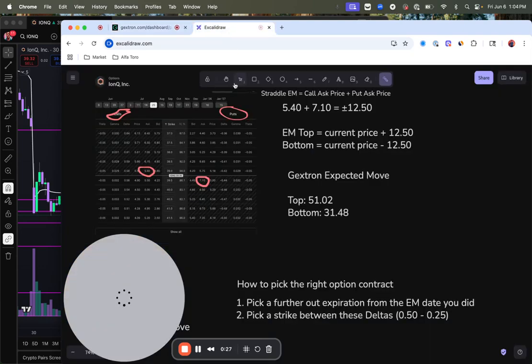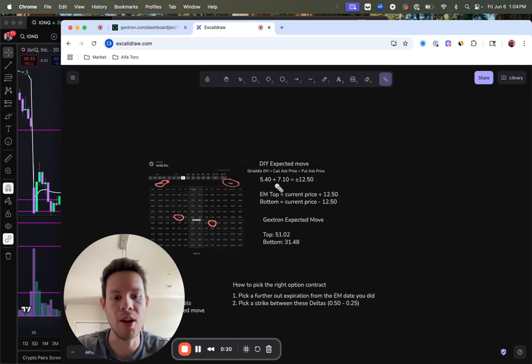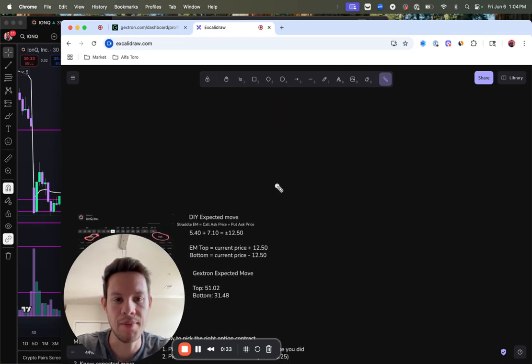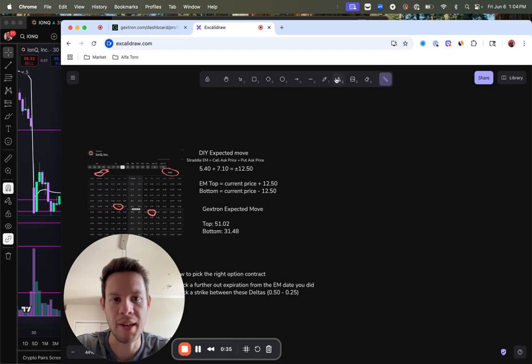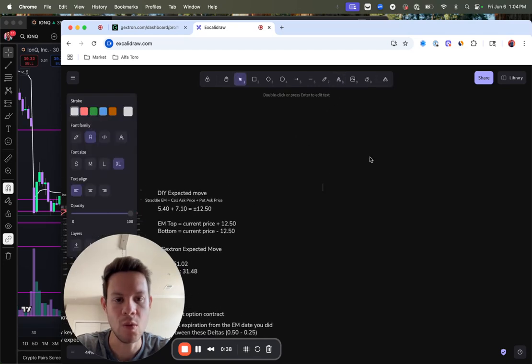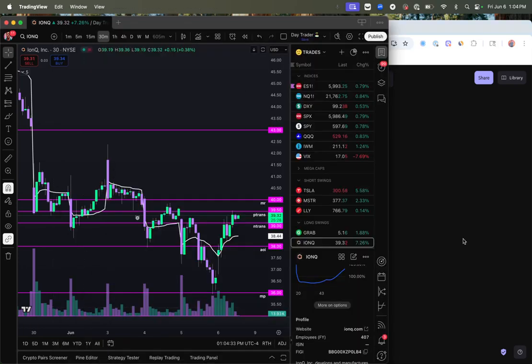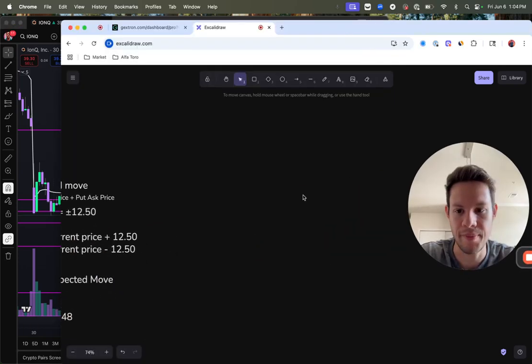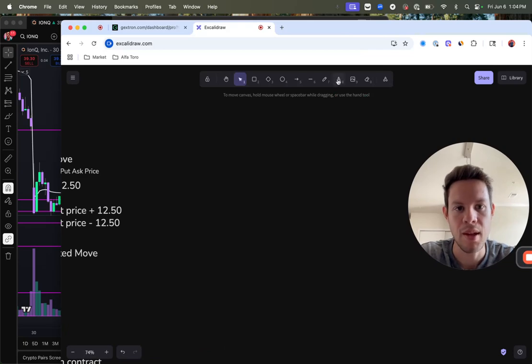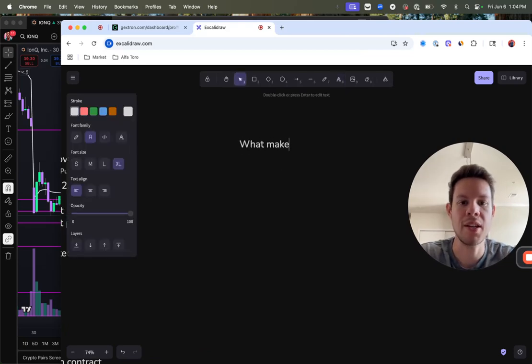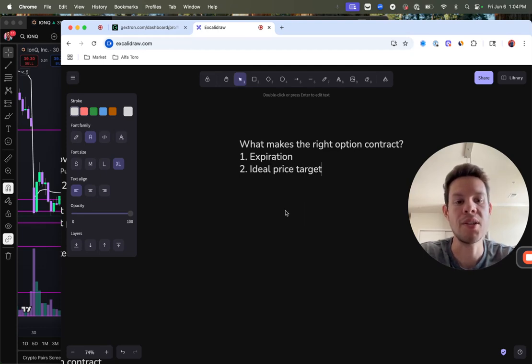Okay, so let's talk about what makes up a good option contract first. I wrote some stuff down here, but I kind of want to start a little bit from scratch. So, what makes the right option contract? One, expiration. Two, ideal price target. Okay, these are the two components.